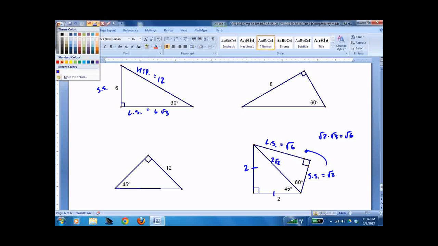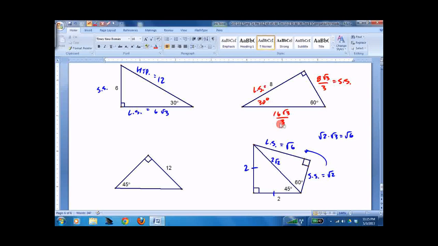And over here, we have the long side. So this is kind of a pain. 8 root 3 over 3. And we go over here, and it's 16 root 3 over 3. This is a 45-45-90, so 12, 12 root 2.